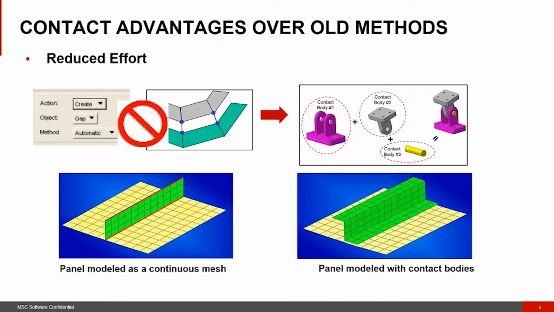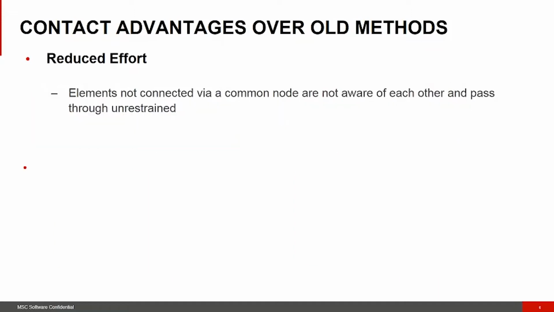The effort is much reduced because you don't need to create any common nodes or congruent meshes between the parts. You don't need to know the general area of contact or have cumbersome selection of the contact bodies. You don't need to create additional contact elements. You don't need to define any type of elements for it to be contact. And you don't need to mesh your rigid surfaces. You can just use your CAD geometry and define rigid bodies.